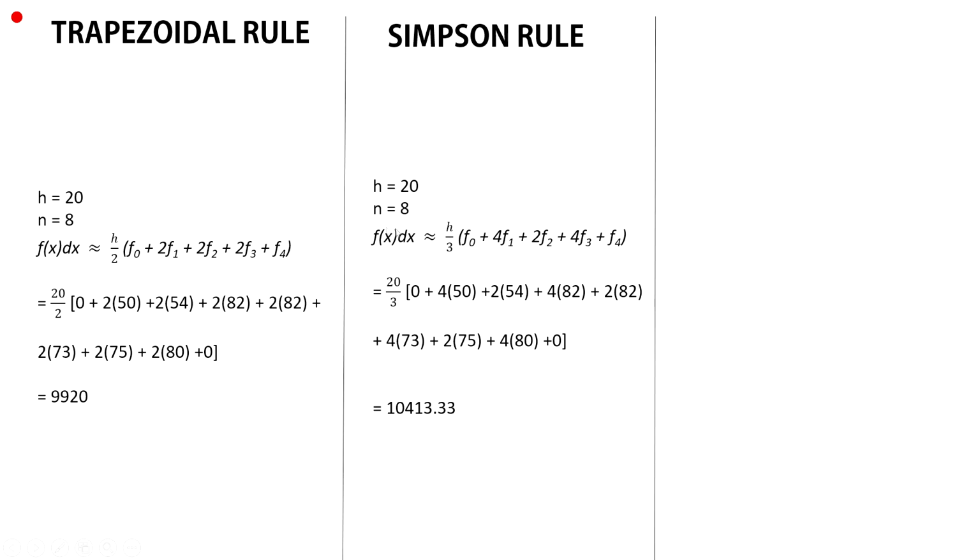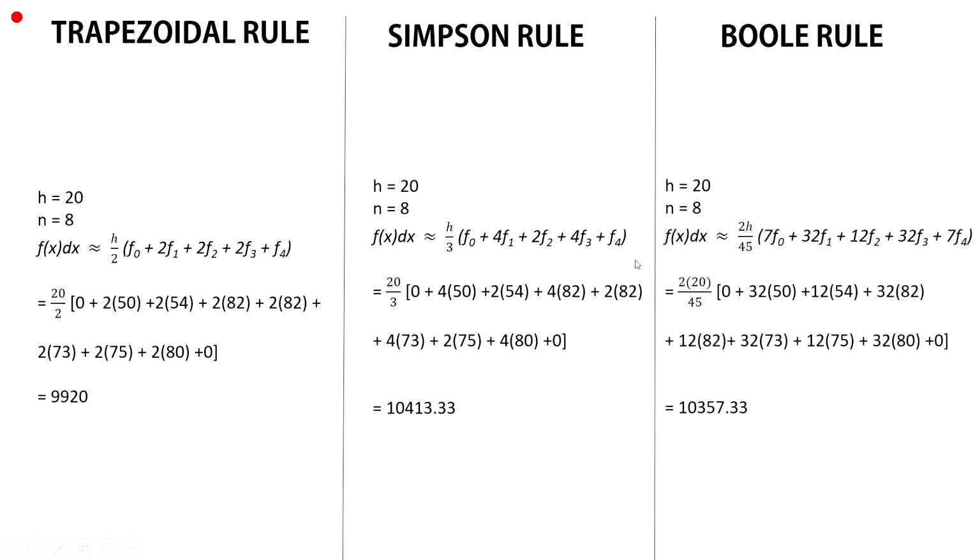Moving on to Simpson's rule, it is just the same. We simply use the Simpson composite rule. Since it is composite, we don't use 2f, but we start off with 4, 2, 4, and f again. That is how it should be for Simpson's rule. We enter the value of h over here, and we get the area of 10,413.33 feet square.